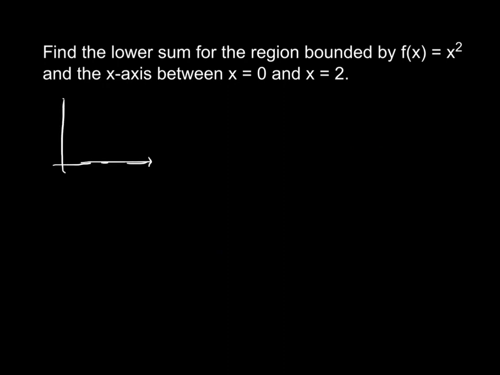Very similar picture. Here's our x-axis, our y-axis. We're only looking between 0 and 2. We know that f of 0 is 0, and that f of 2 is 4. And our graph curves up like this, so here's our f of x. And there's our region. Now we want the lower sum, so when we draw in our rectangles, we want to use the left endpoint so that we have an under approximation.